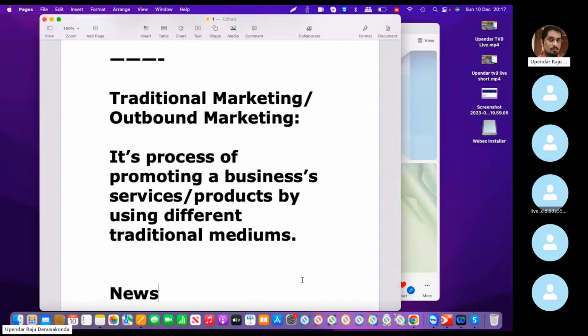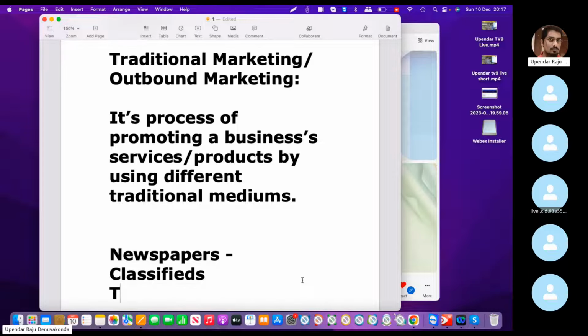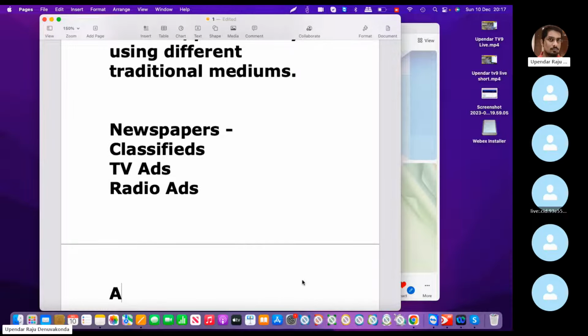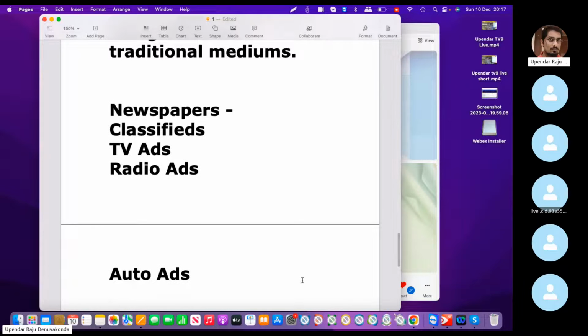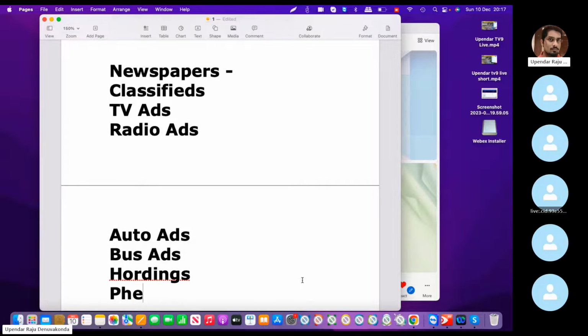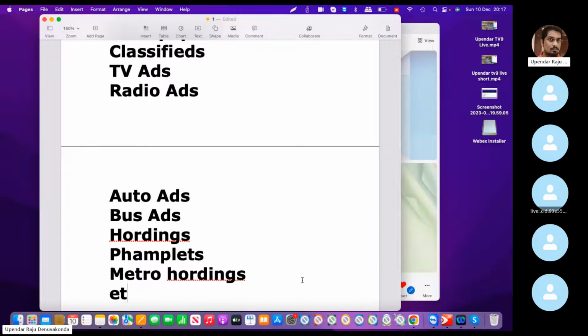Mainly they were using newspapers, and about newspapers you know already. Classifieds or something that people use to promote their business, services and products. And if the business volume is big, if the business has a good budget, they used to go for TV ads, and radio was very famous. They were going for radio ads, and these days you see auto ads, bus ads, hoardings, and pamphlets were very famous. And you can see the metro hoardings.